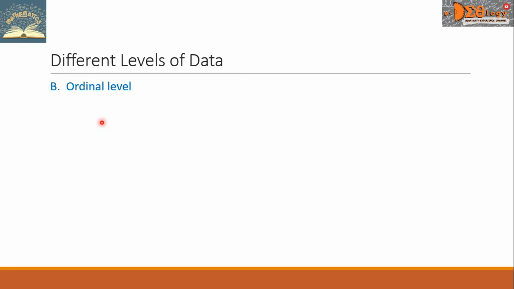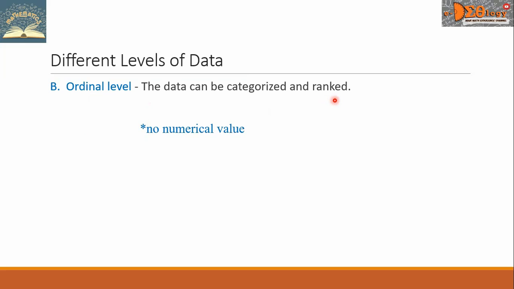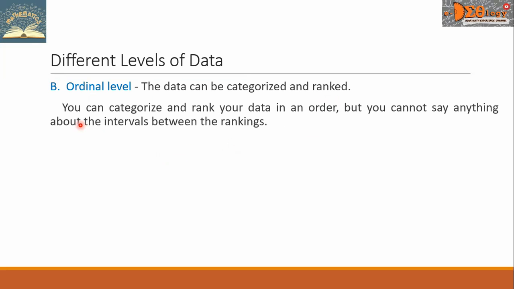The second level is ordinal. In here, the data can be categorized and ranked. There is no numerical value involved. Data now can be ranked or judged. We say that you can categorize and rank your data in an order, but you cannot say anything about the intervals between the rankings.